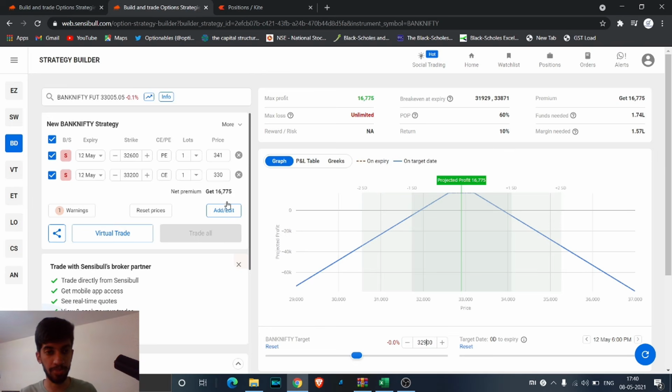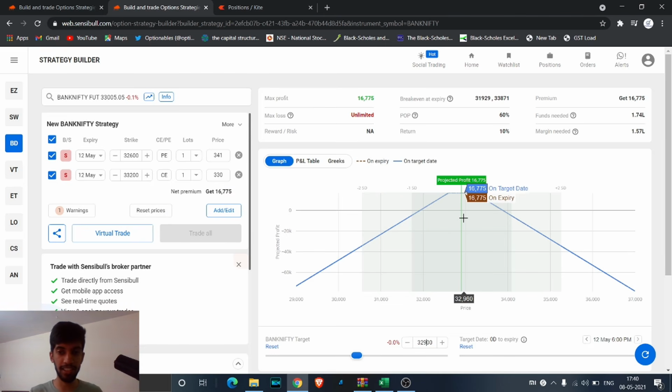And also we have done a short strangle here. You can see that I have shorted 32,600 puts and 33,200 calls. So it is not the same strike price. I have moved 300 points away on both sides. On the put side I have moved 300 points away. On the call side I have moved 300 points away. So when I make a short strangle like this, this is called a short strangle.